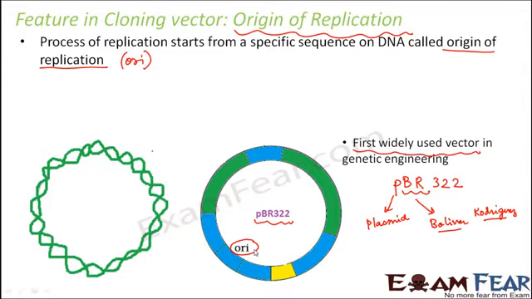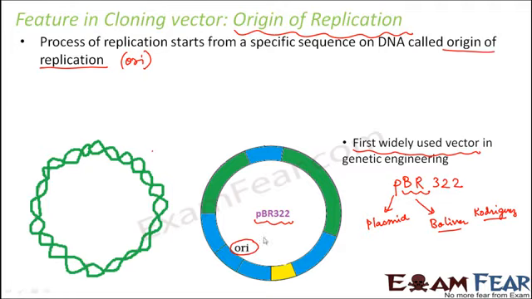Now since high copy number is associated with that origin, a large number of copies of DNA will be produced. So this is very important: the origin of replication should be located, and it should be associated with high copy number. Only then would the vector be a good cloning vector.